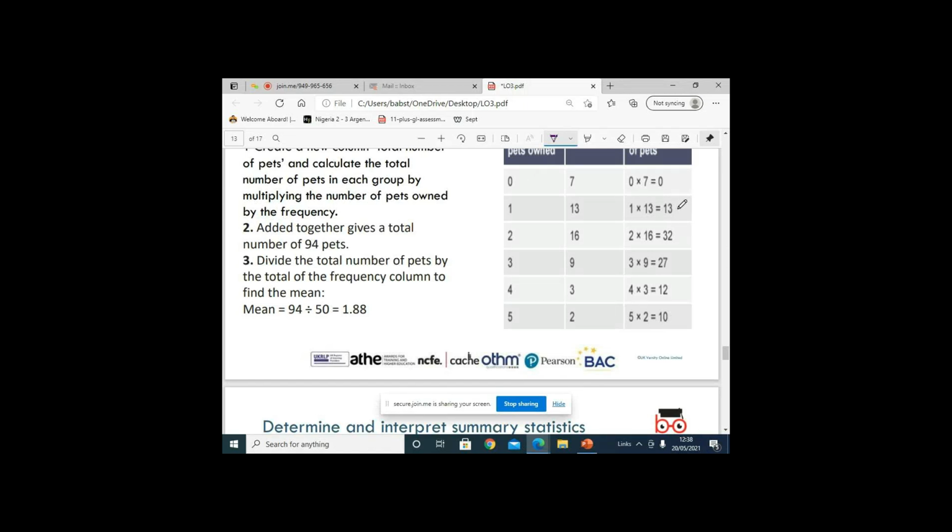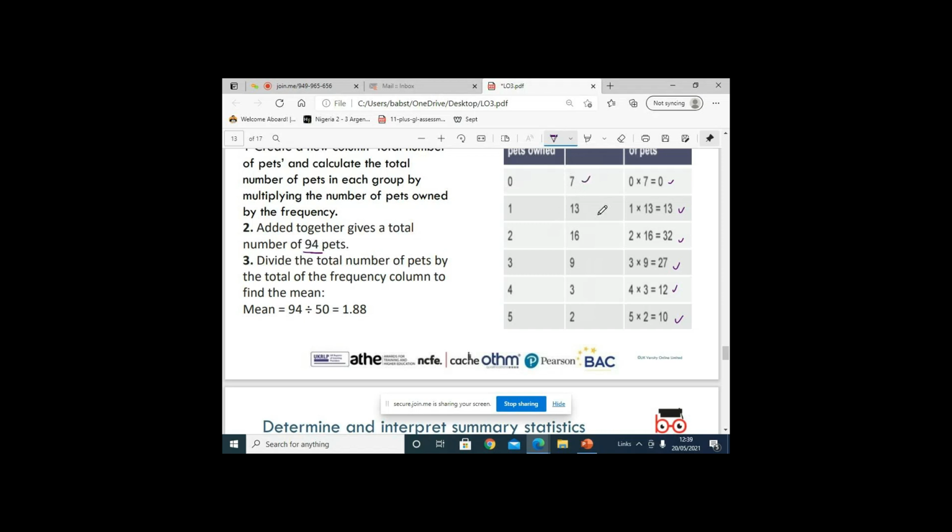So help me add all these values together: 0, 13, 32, 27, 12, and 10. The total is 94. Yes, that's it. When you add them together, you get 94. You now divide 94 by the frequency.